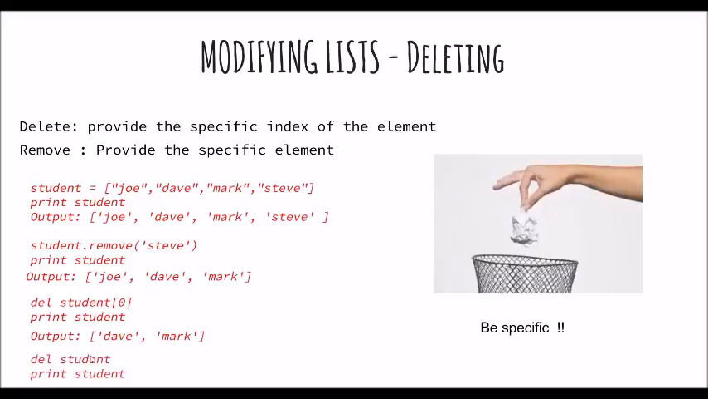Let's delete the list as a whole. You just give it as student without any index, and you try to print it out right now. That's right, it's an error. Python says it can't find a list named student because it's not defined anymore.